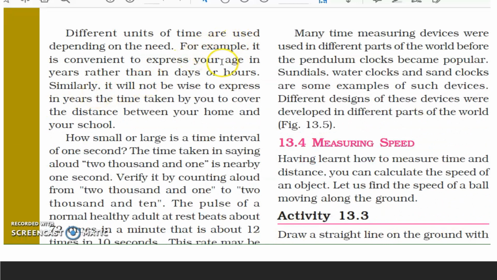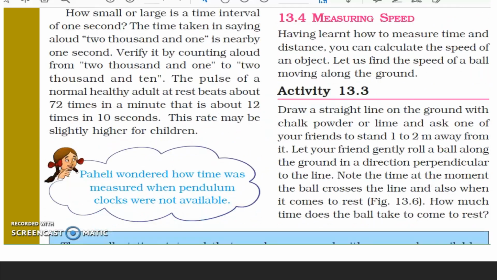Different units of time are used depending on the need. For example, it is convenient to express your age in years. If you express your age in hours, it is not possible for a person to understand what you are actually talking about. It would also not be wise to express in years the time taken for you to cover the distance between your home and the school. It would be such a fraction that we would not be able to understand the actual time taken for you to reach your school from your home. Right? So we have to utilize the units of time very wisely.